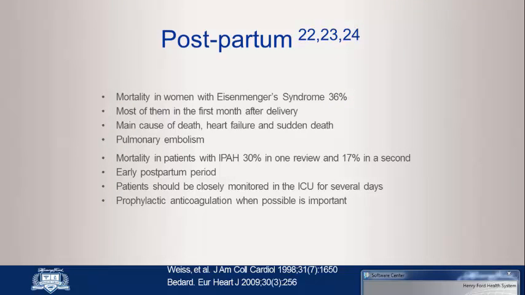Those who have Eisenmenger syndrome can have mortality up to 36%. If they have idiopathic pulmonary arterial hypertension, it can be as high as 30%, and some literature says it's 17%. Usually the early postpartum period, like I said, is the most dangerous, mainly because the volume expansion continues weeks after you give birth, but you don't have the protective effect of hormones on the RV, and you still have the testosterone, like I said, unopposed effect, so it's all bad.